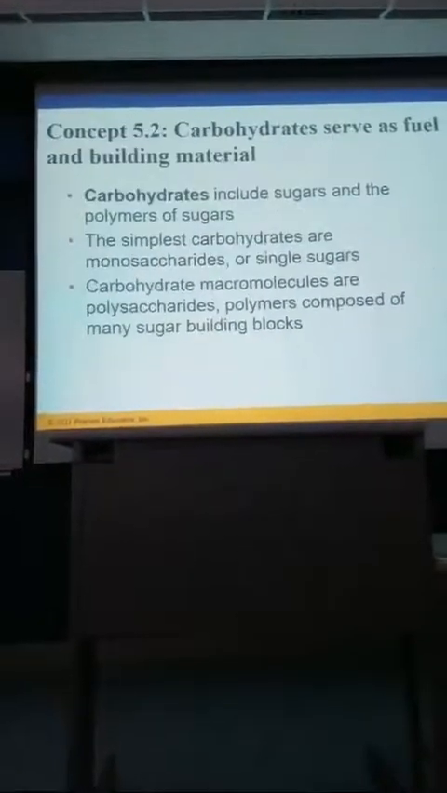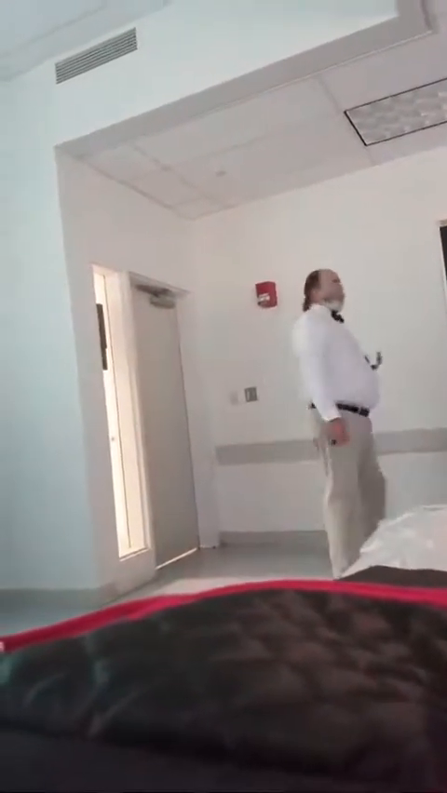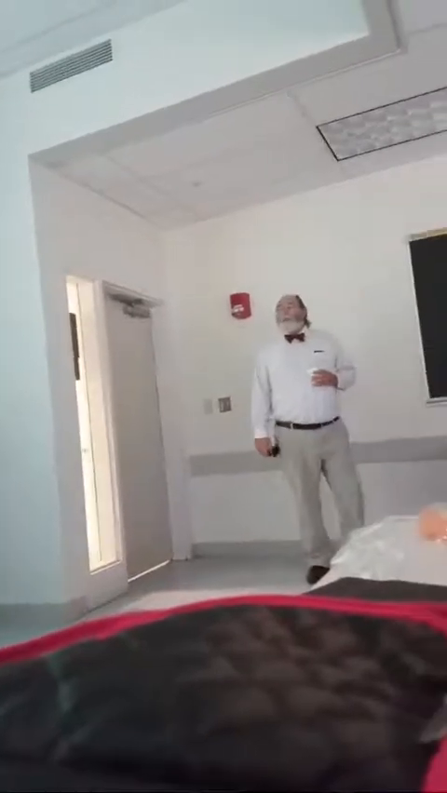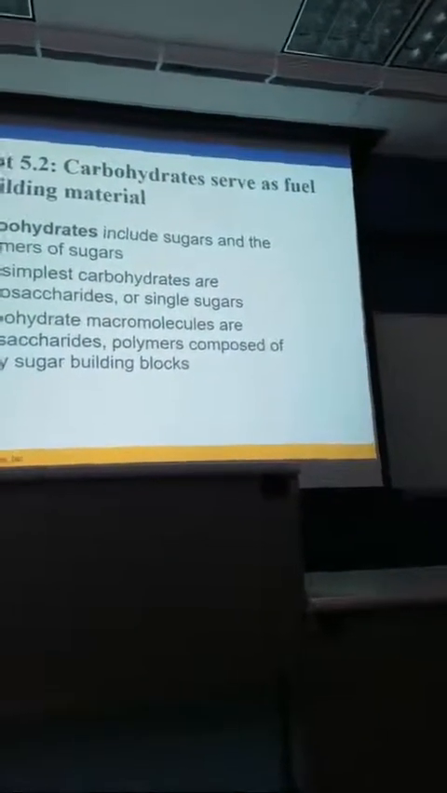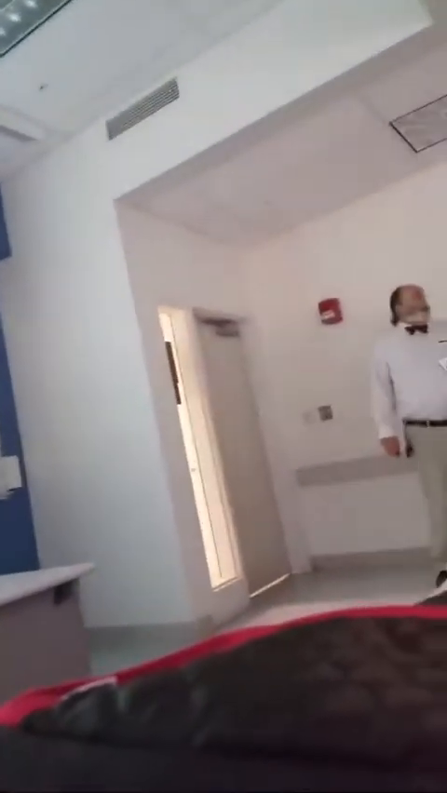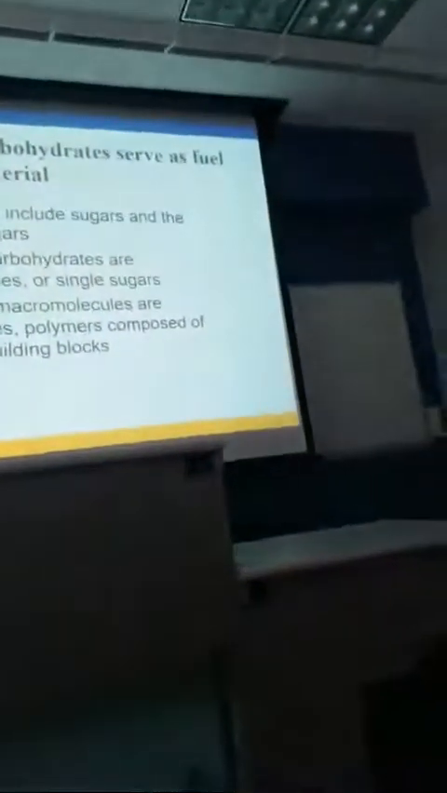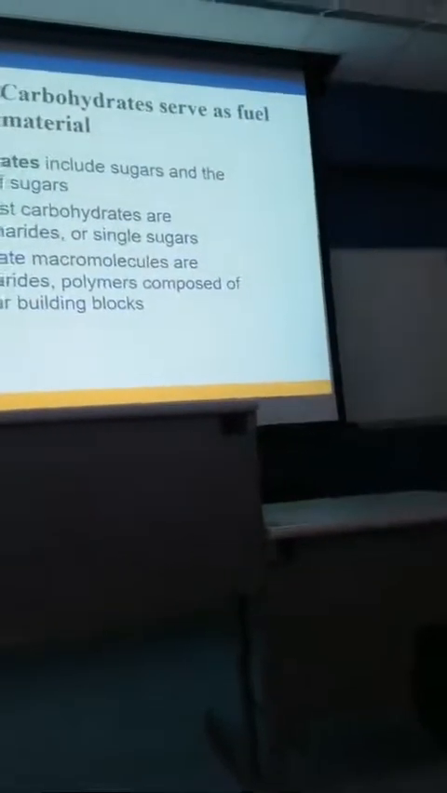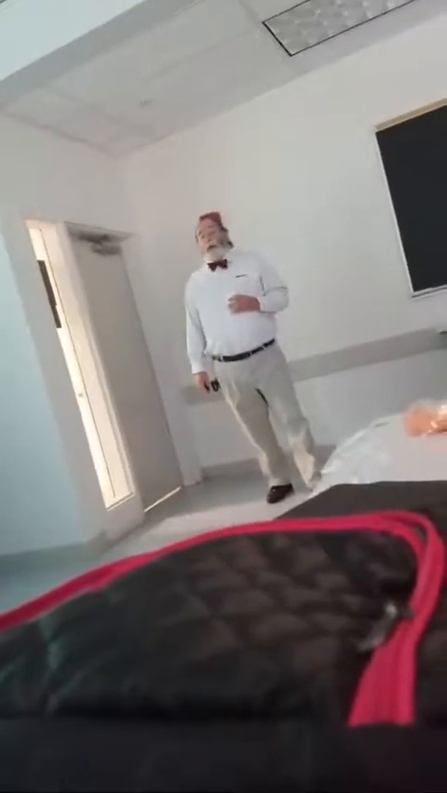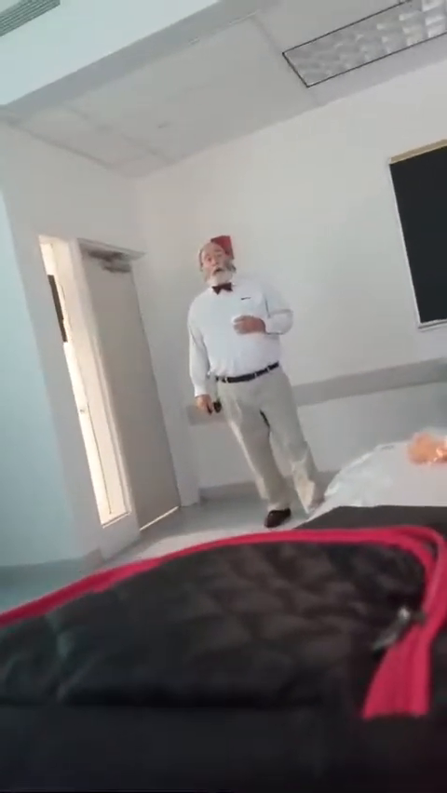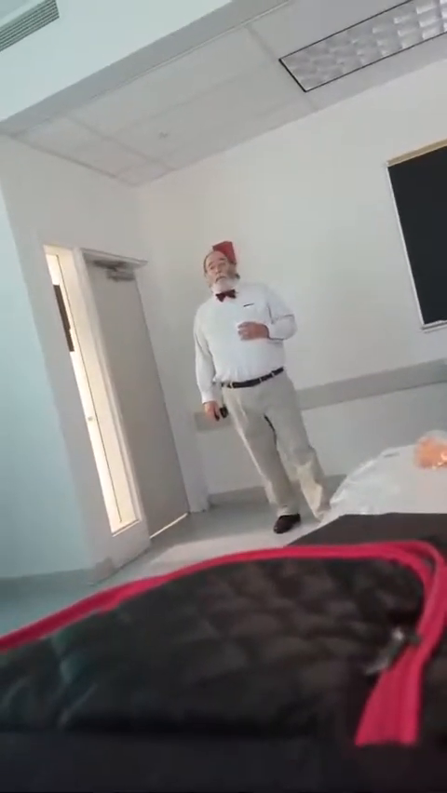Macromolecules, remember the big ones that we talked about: the carbs, the lipids, the proteins, nucleic acids. These are big molecules. We've talked about polymers. Remember, individual sugars, monosaccharides, are the building blocks of carbohydrates, amino acids are the building blocks of proteins, nucleotides are the building blocks of DNA.